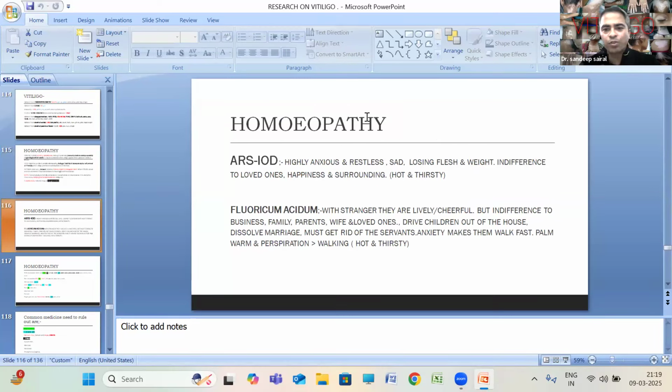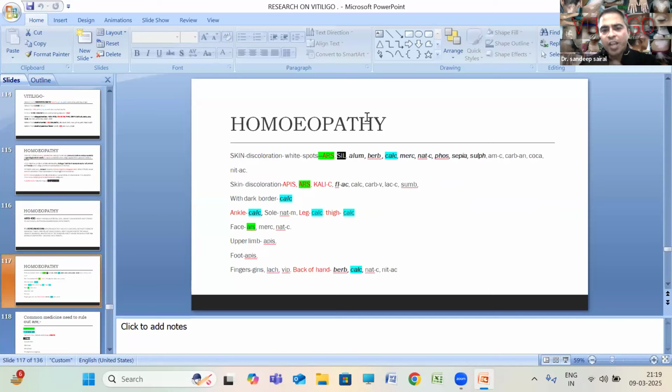Arsenic iodide has both arsenic and iodine symptoms, like anxiety, restlessness, and weight loss. And fluoric acid is very good with strangers, but there will be indifference toward family members and loved ones. If you are not able to find the mind symptoms, they have listed some symptoms according to the skin also, but this should not be considered every time, just for the sake of it.